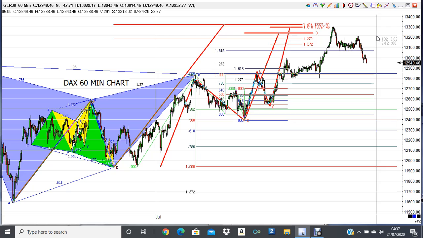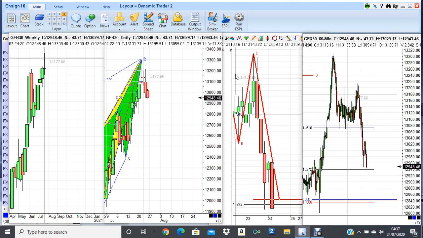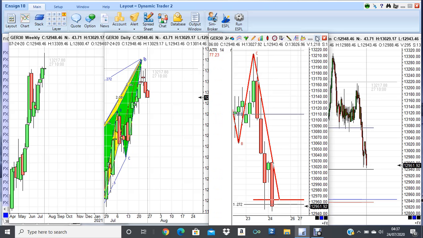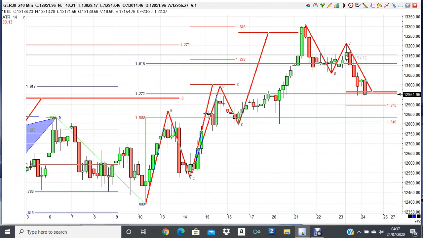Any move back above point C is probably telling us the uptrend's still on. So if you have gone short, lock in above point C now is my strategy, and then wait and see what happens. So any move back above 13,200 is telling us that it's probably... that's the high there, isn't it? 13,200. So any move back above 13,220 is telling us that the uptrend's carrying on for a bit longer. So that's what I'm seeing.